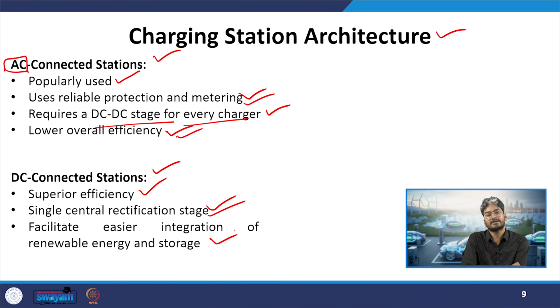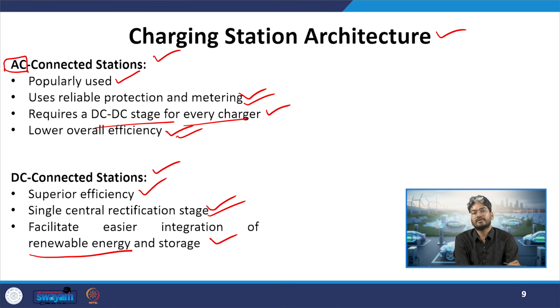Now, it facilitates the easy integration of renewable energy and storage. So, what is the meaning of that? We have battery energy storage systems also, where we will be using the battery banks to support the grid or the charging stations whenever it is having peak loading or when the generation is not sufficient. Renewable energies. So, what are our renewable energies? The popular ones which are used in India are solar and wind.